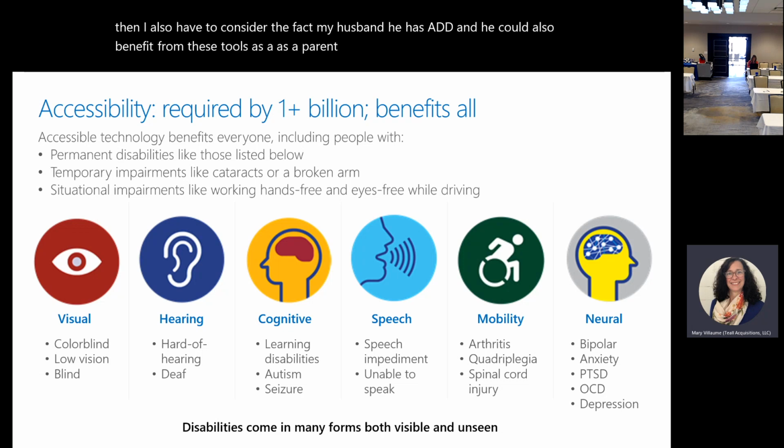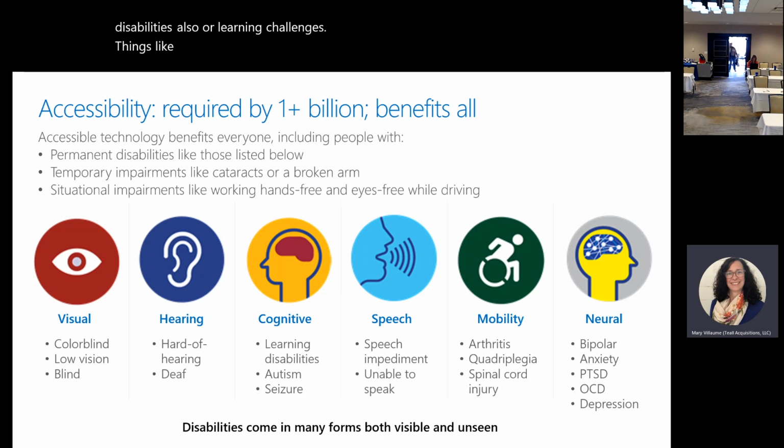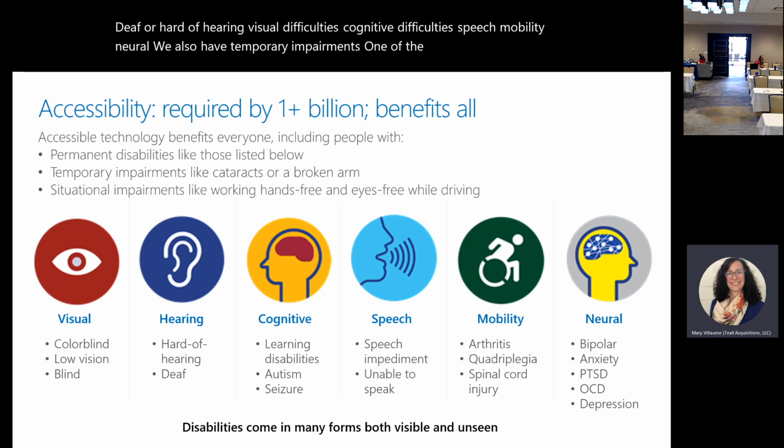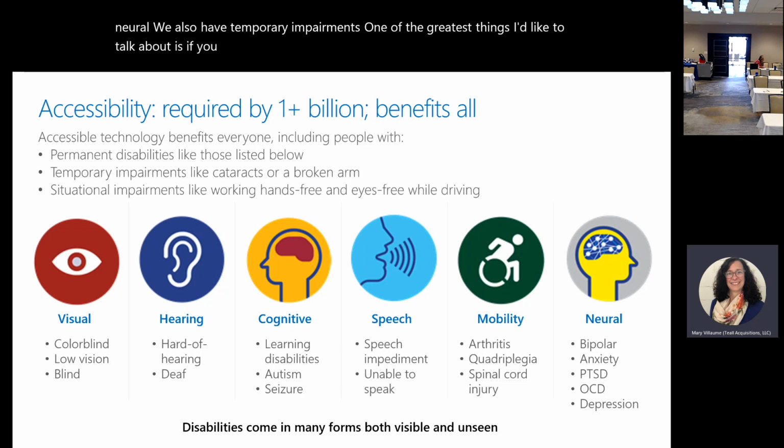There are several different types of disabilities or learning challenges, things like permanent disabilities: deaf or hard of hearing, visual difficulties, cognitive difficulties, speech, mobility, neural. We also have temporary impairments. One of the greatest things I like to talk about is if you teach any student athletes, eventually they're going to get hurt. Some of them will get hurt and some of them will require surgery.